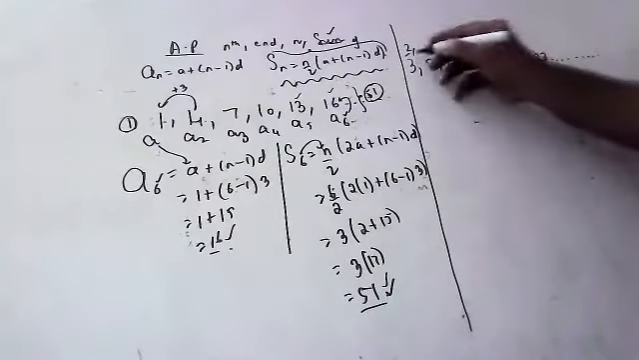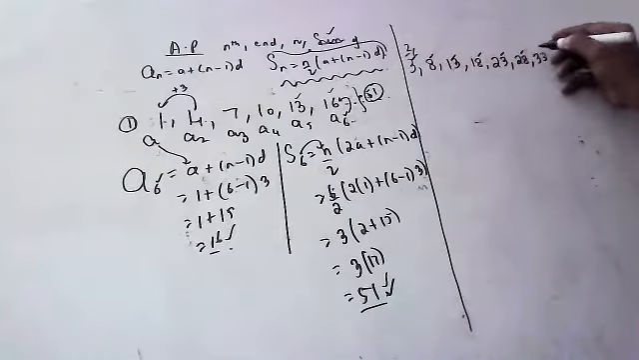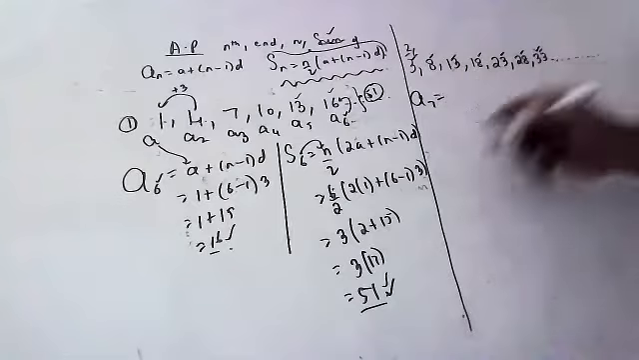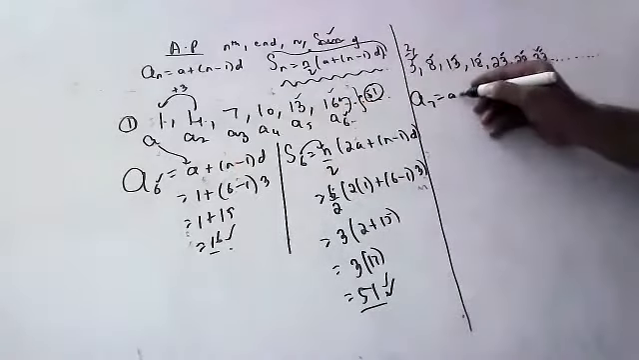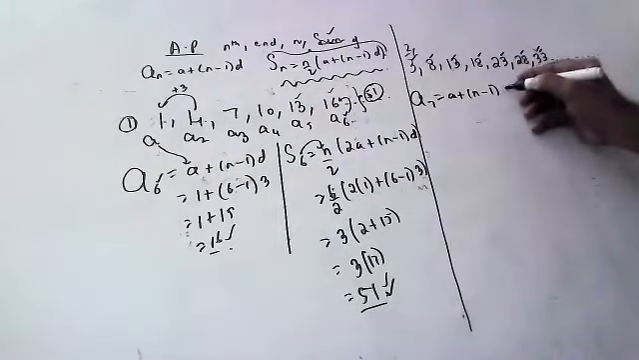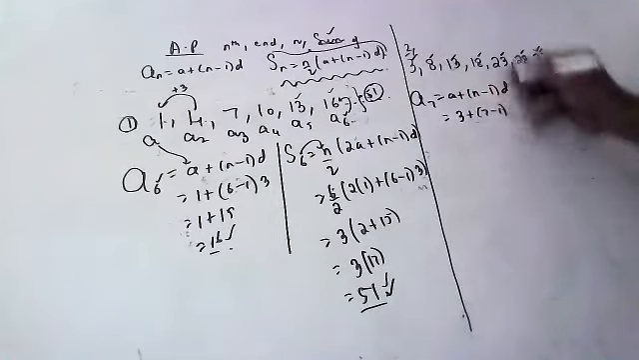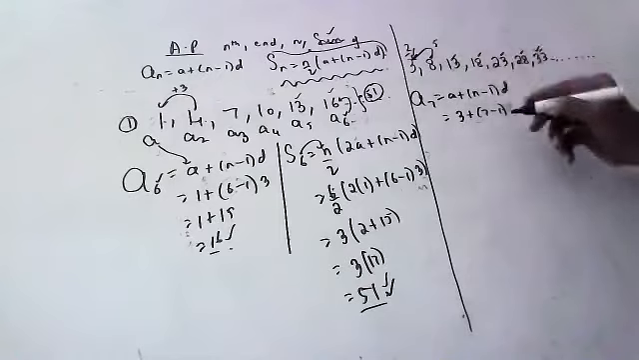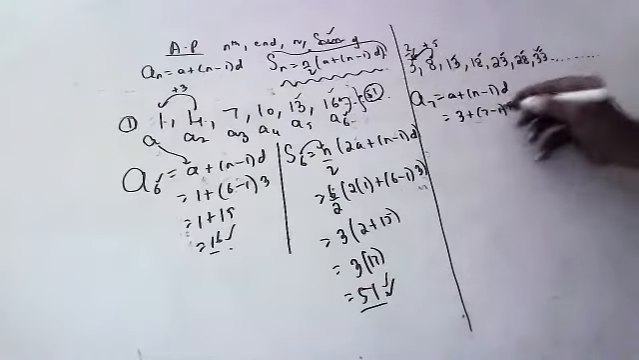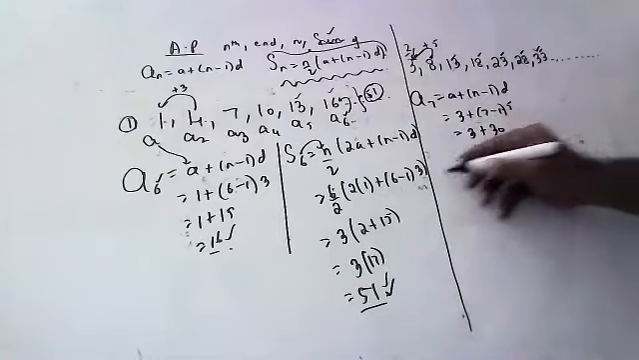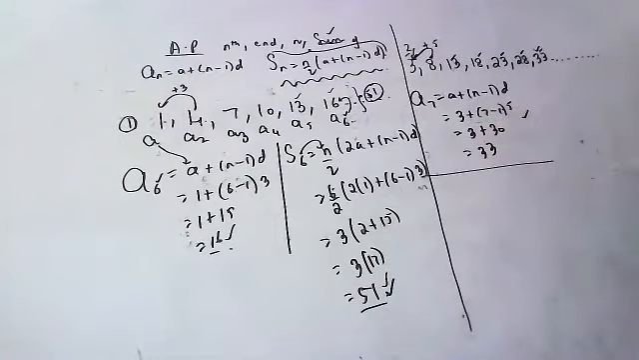Yes or no, children? Yes sir. 1, 2, 3, 4, 5, 6, 7. So the seventh term is what? 33. How did we get 33? By using this formula: a plus (n minus 1) into d. What is the common difference, children? Plus 5. So 3 plus 6 fives are 30, 33. Okay. The seventh term is what, children? 33.